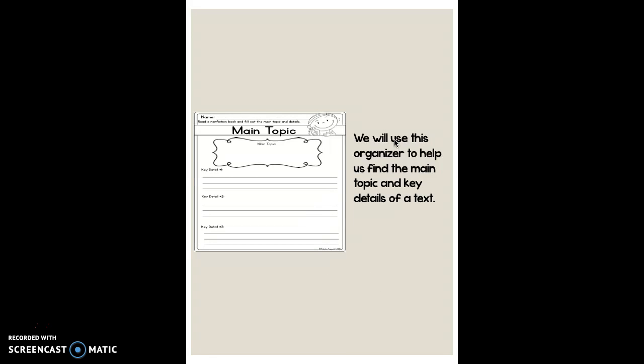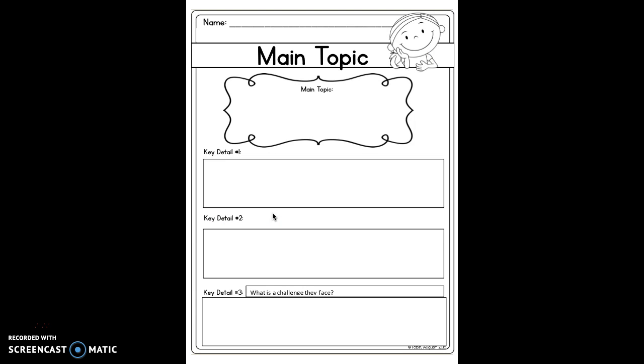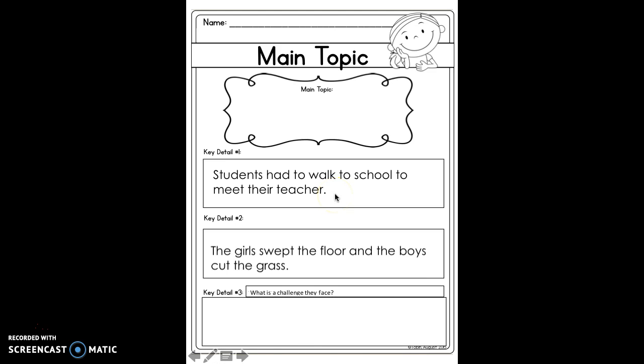Well, after reading that text and finding some really great details, I'm going to use this main topic and key detail organizer to help me find the main topic of the text by using key details that I learned. So watch how I do that. Here's my organizer. Now, the first key detail that I remember learning from Aching was that the students had to walk to school to meet their teacher. Wow, okay, I remember that. And then the girls swept the floor and the boys cut the grass while they were at school.